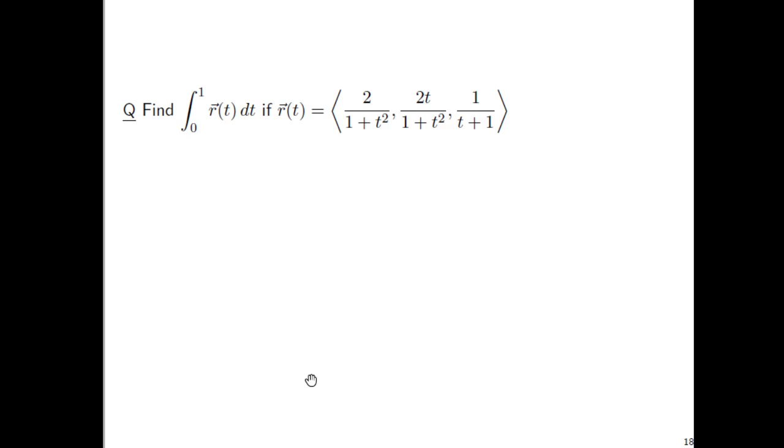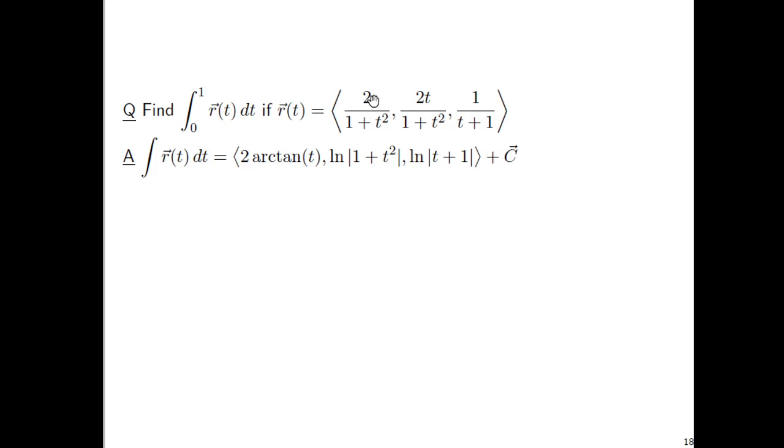Okay, let's find the definite integral from 0 to 1 of r of t dt, where r of t is 2 over 1 plus t squared, and then 2t over 1 plus t squared, and 1 over t plus 1. This question, I think, will be a good review of some integration rules that might have become a little rusty, let's say. We won't do a whole lot of integration until chapter 15, but let's just get ourselves some reminders of how this goes.